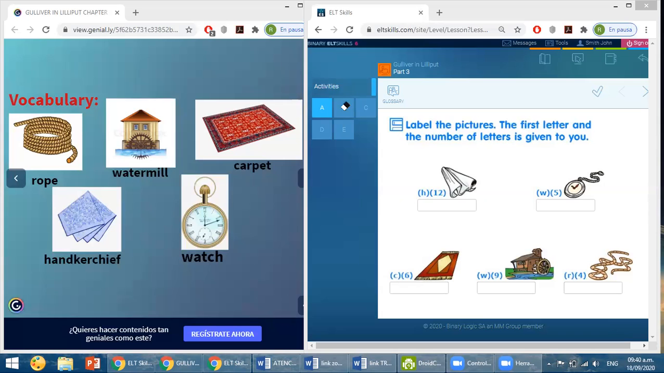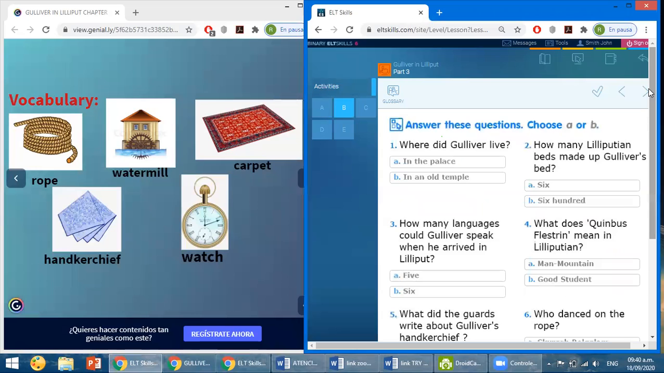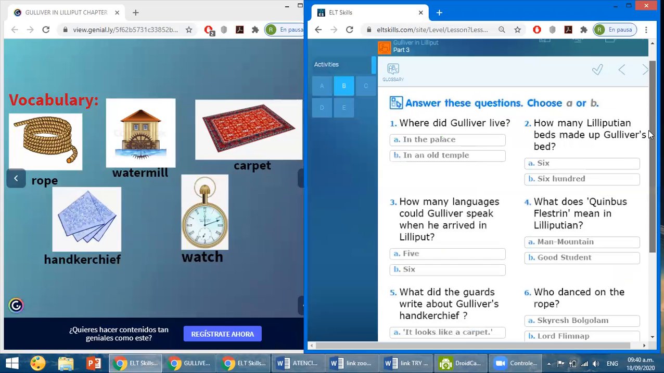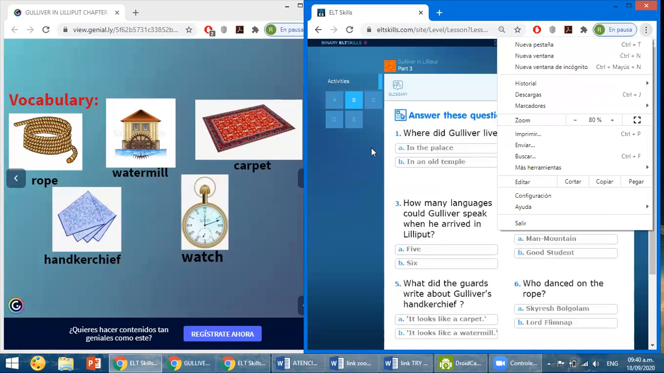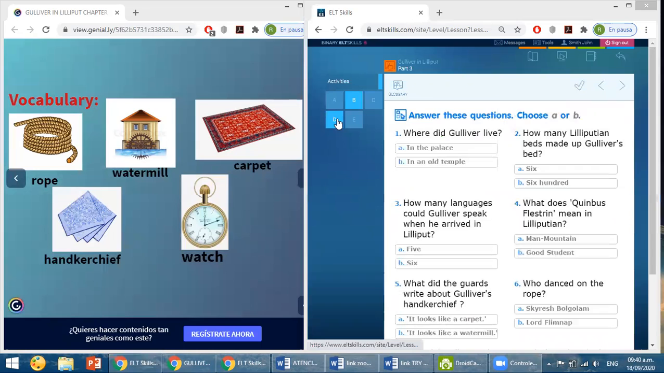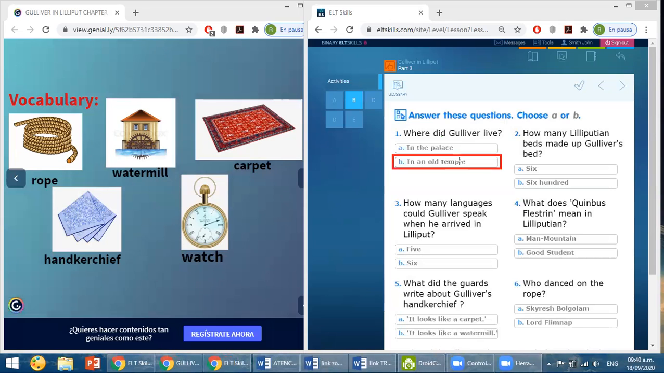More difficult. Let's complete the same. Let's answer the questions. Where did Gulliver live? In the palace or in an old temple? In an old temple. Yes, in an old temple. Remember, in an old temple. It's not in the palace. In an old temple. Two.